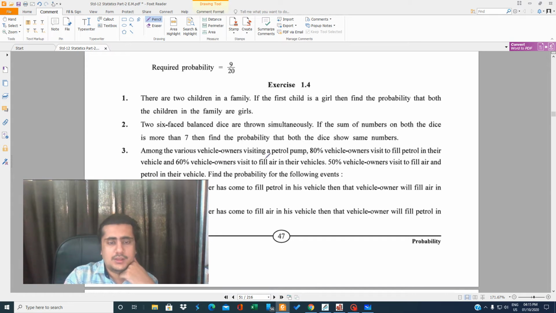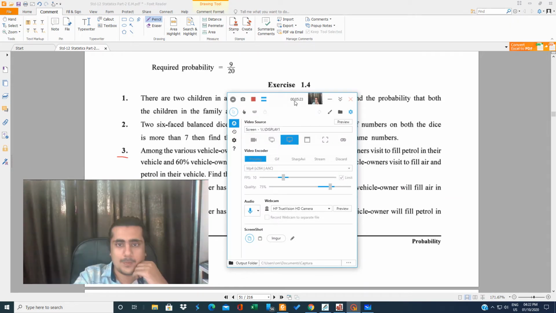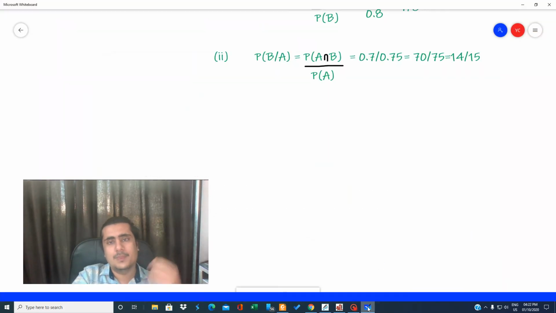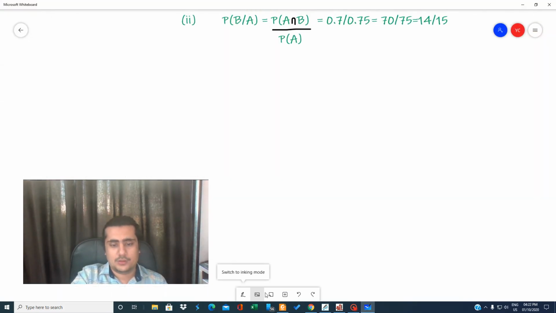Among the various vehicle owners, let us start with sum number 3. Among the various vehicle owners visiting a petrol pump, 80% visit to fill petrol in their vehicle, and 60% visit to fill air in their vehicle. So what we'll do, we'll write the question first.